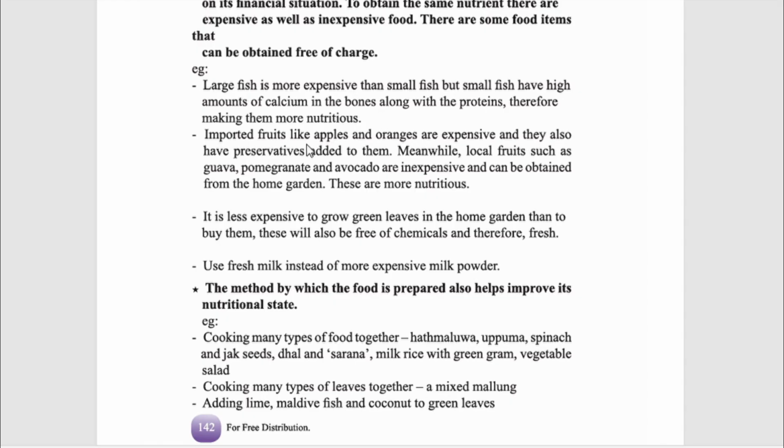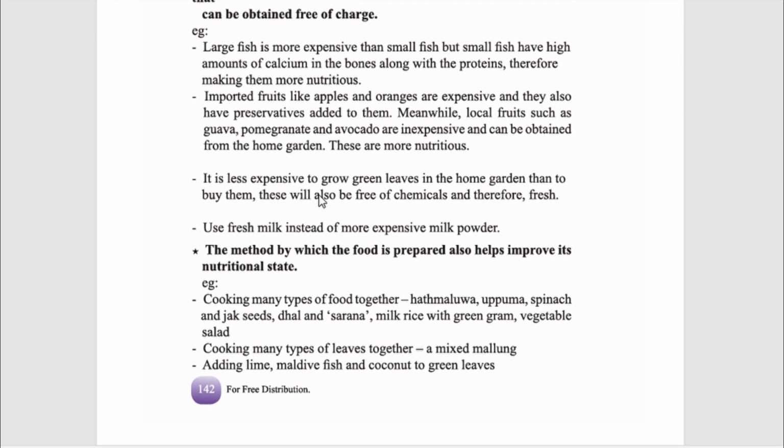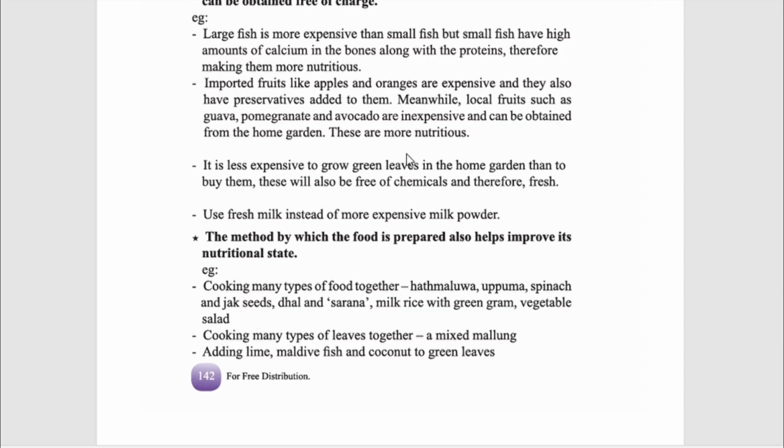Imported fruits like apples and oranges are expensive, and they also have preservatives added to keep them for a long time. Meanwhile, local foods such as guava, pomegranate and avocado are inexpensive, and we can obtain them from the home garden. Those are more nutritious than apples and oranges, because they are fresh. Freshness is the fundamental factor.